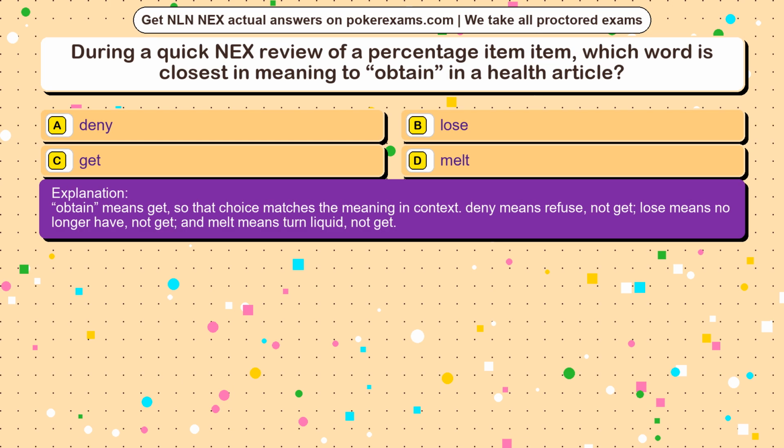Obtain means get, so that choice matches the meaning in context. Deny means refuse, not get. Lose means no longer have, not get. And melt means turn liquid, not get.